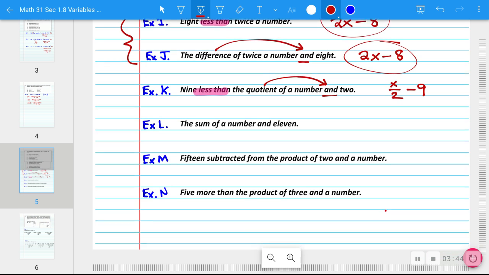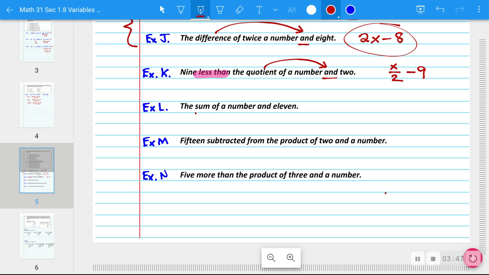Okay, the word sum in example L means adding, and you put it where the and is. So a number plus 11. 15 subtracted from. Subtracted from is also a reversed subtraction. In other words, grammatically, the 15 shows up at the start of the sentence, but you have to put it behind the minus sign. 15 subtracted from the product of 2 and a number. Product means times, and so you're going to multiply 2 and the number. It's going to look like that.